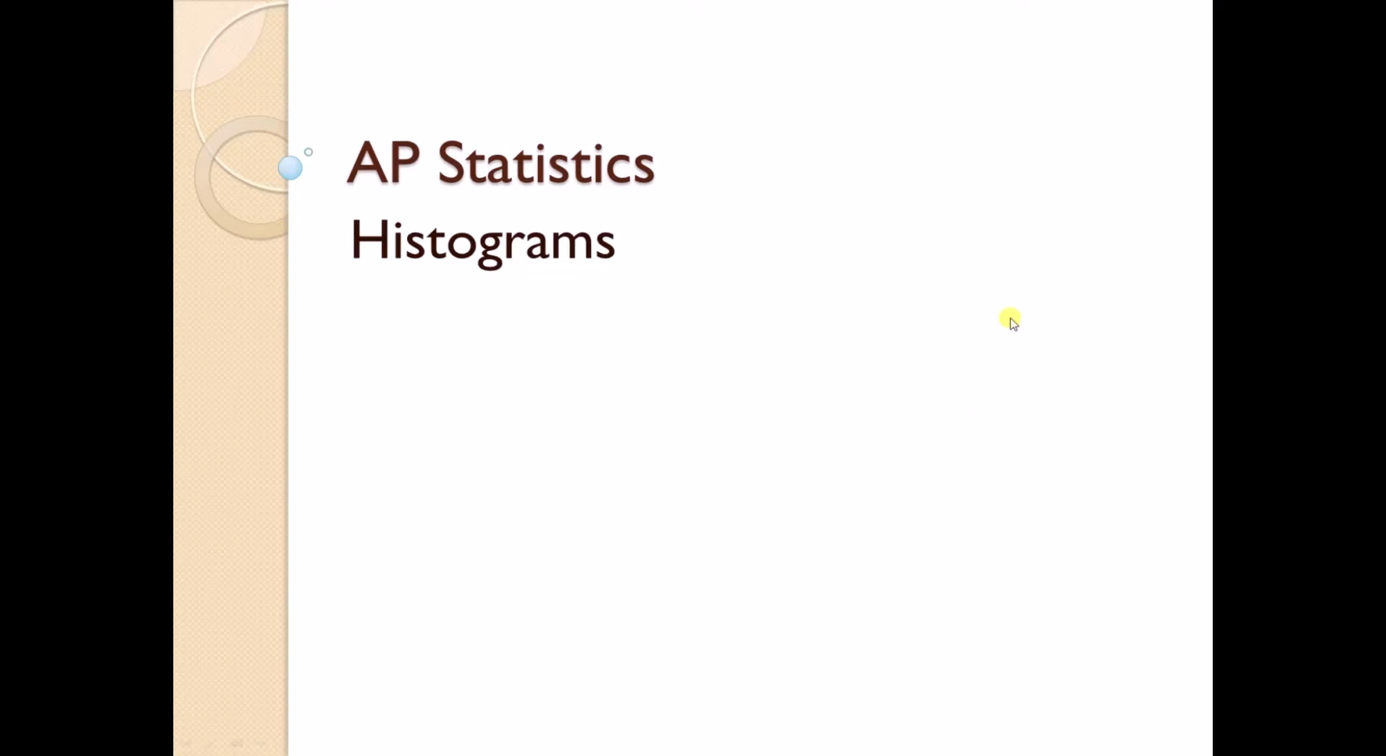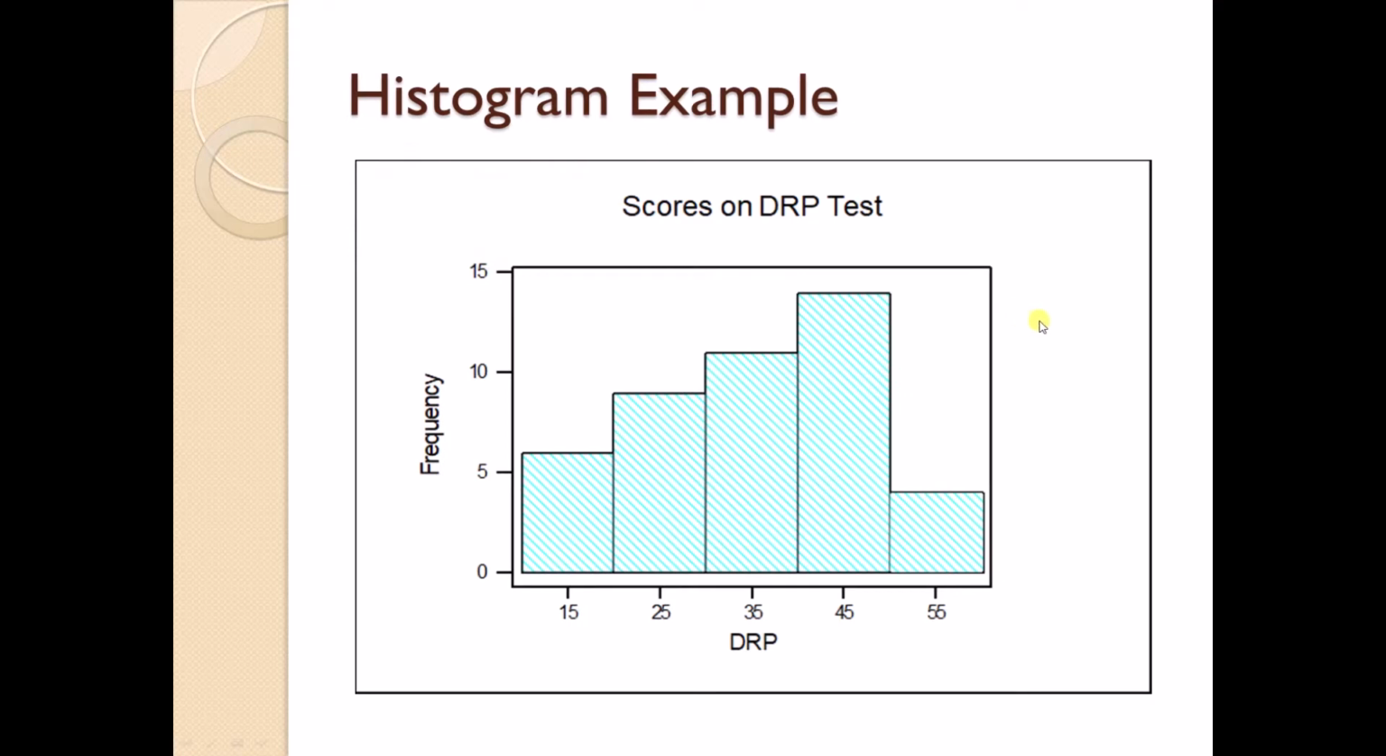So getting started, here is a histogram. There it is. This is scores on a DRP test, which is, I believe, some kind of achievement test. And the scaling here is a little funny. I believe this is going to be starting at 10, 15, 20, 25, 30, like that. So you don't have to start at 0 here. You don't need any dead space. This is a frequency histogram. It's going by counts. It's not percentages. If it were, it would be relative frequency, and that's going up to, I don't know, it looks like 14.